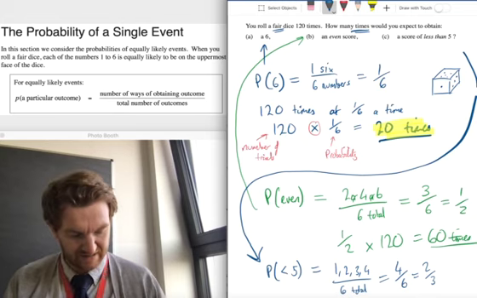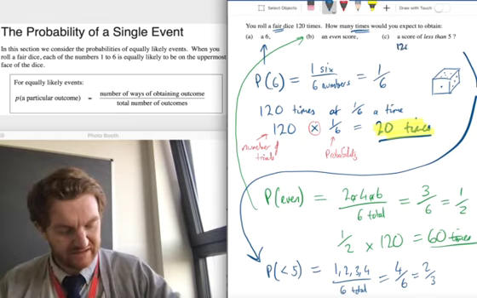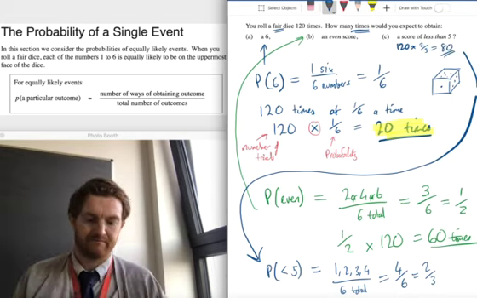I'm running out of space. I have to write it at the top. So you'd say 120 times 2/3 is 80. So when it says how many times, just remember it's not asking for the probability, but you will need that to work it out.